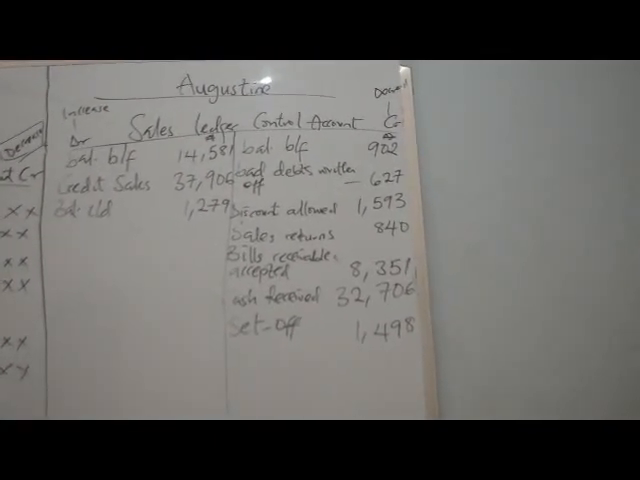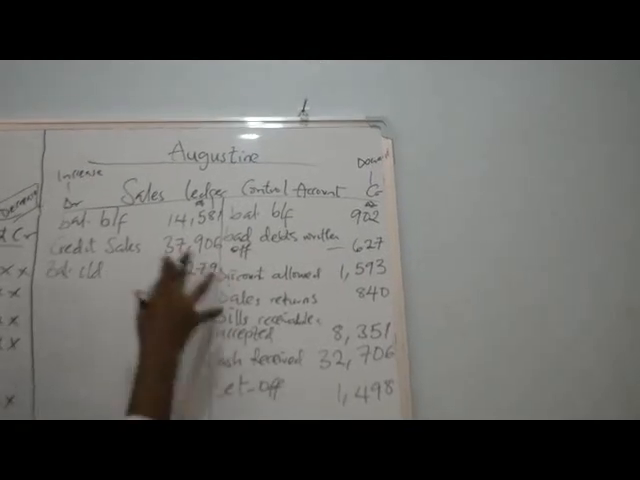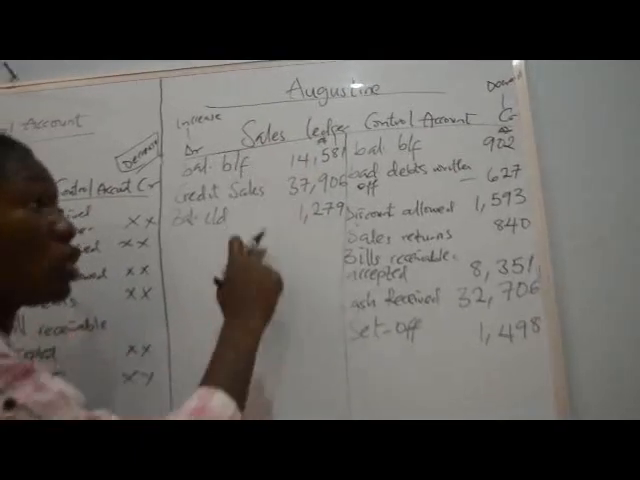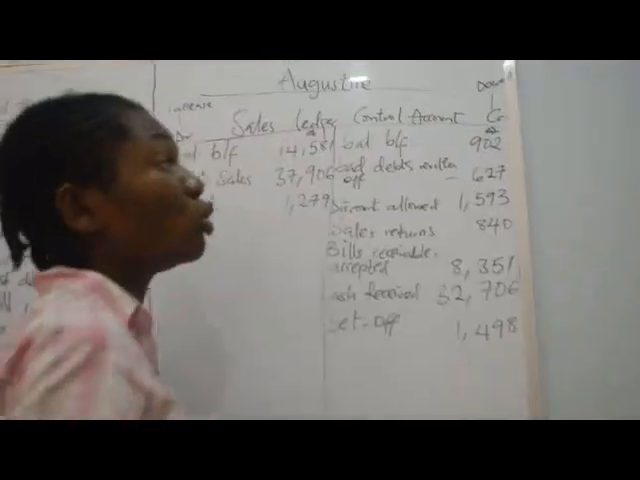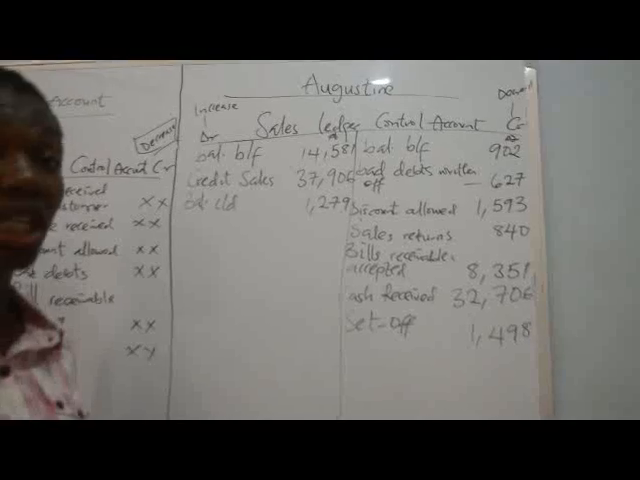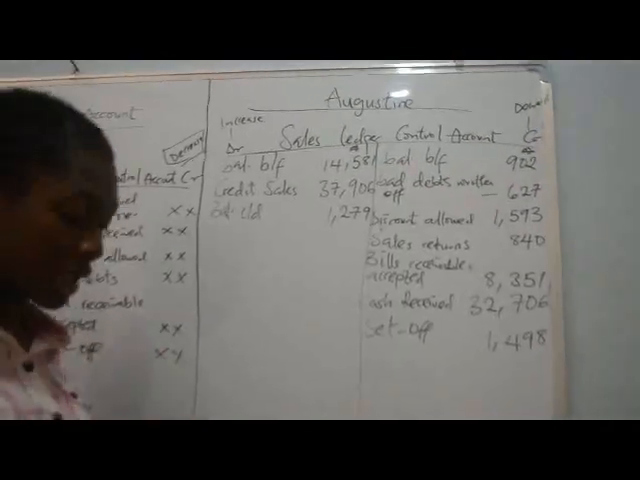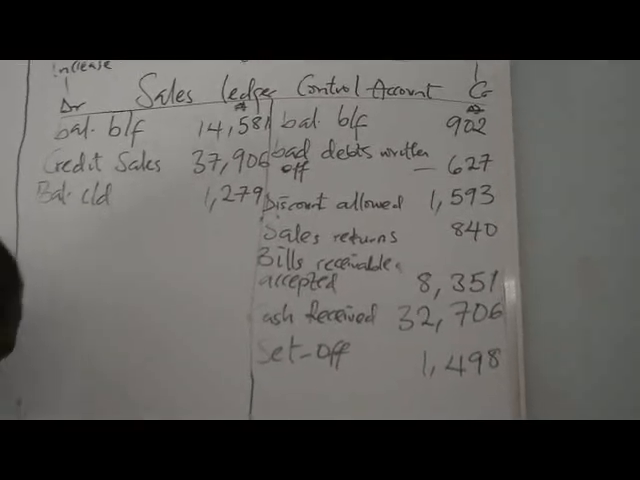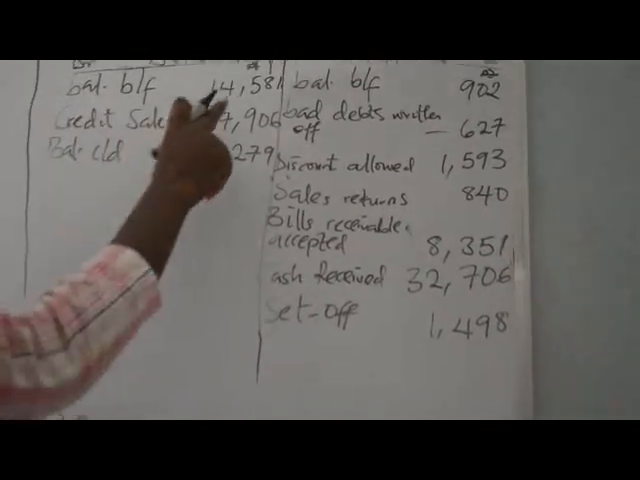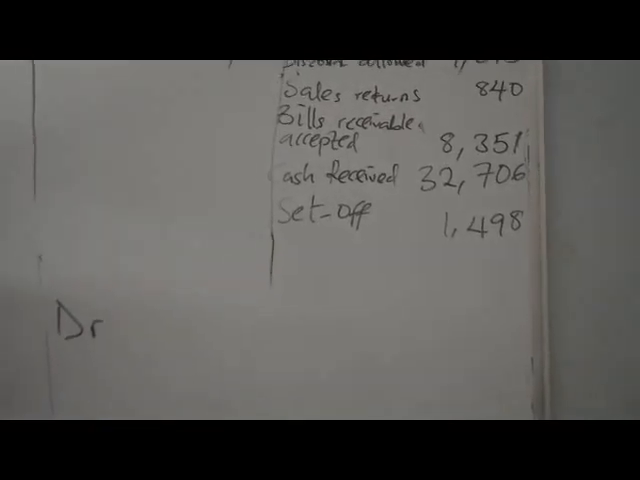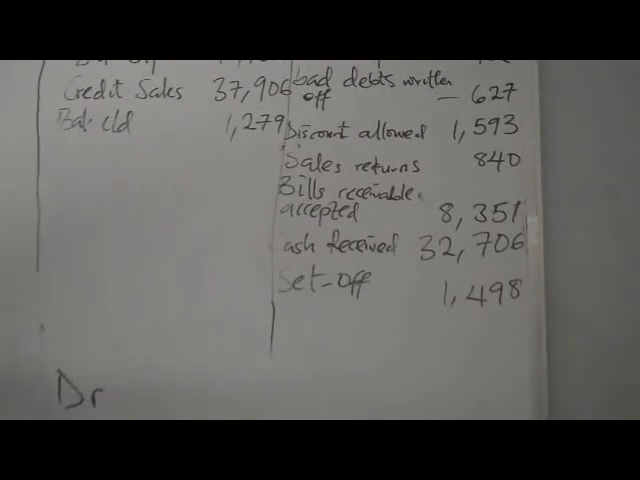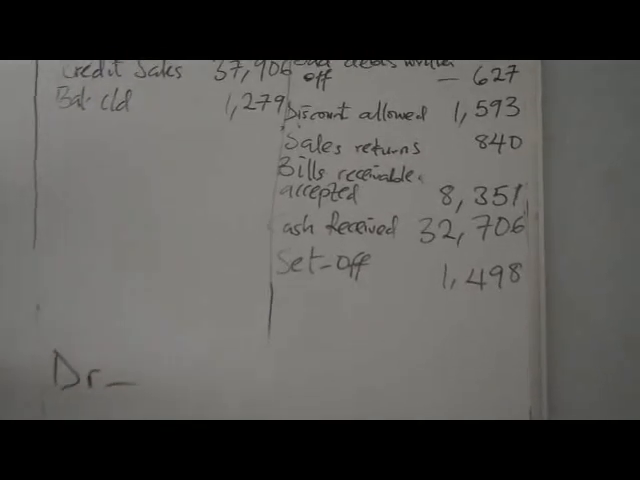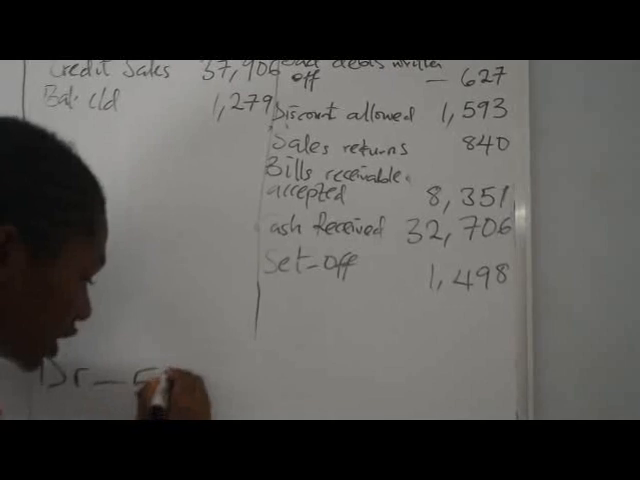So very quickly, the next thing we'll be doing is to balance up this account, okay? So in balancing this account, we're going to be totaling our debit side total and our credit side total. We will now see the greater part of it, okay? And then we'll subtract and get our balance carried down. Okay, so we'll be totaling our debit side, okay? We want to balance our account. So in our debit side, we're having 14,581 plus 37,906 plus 1,279.